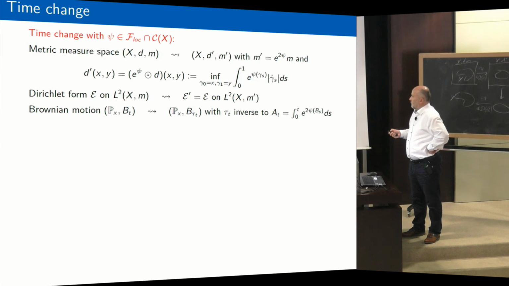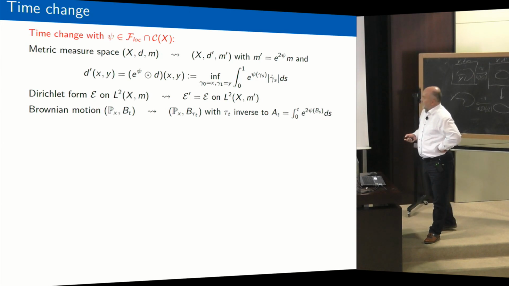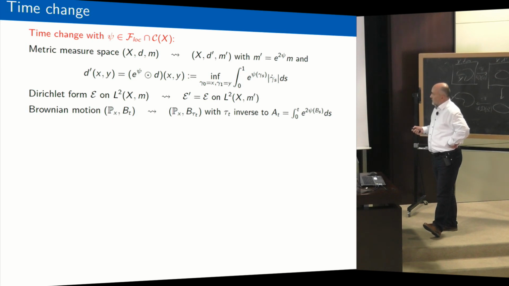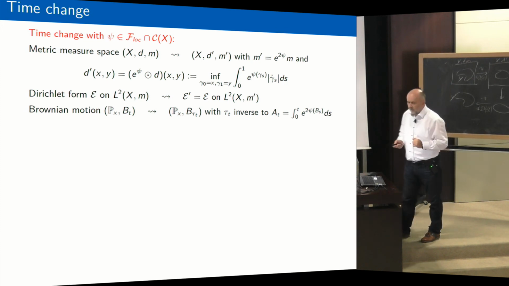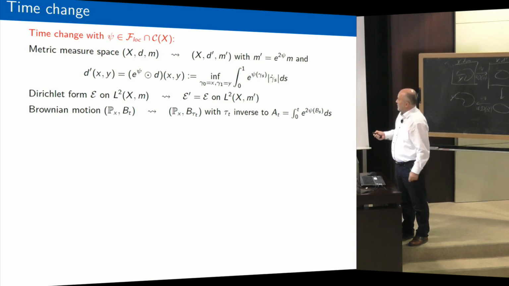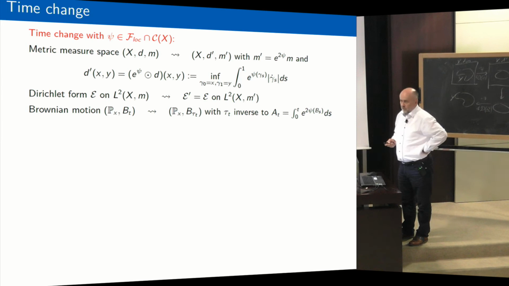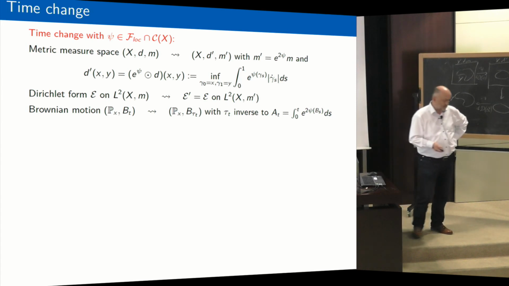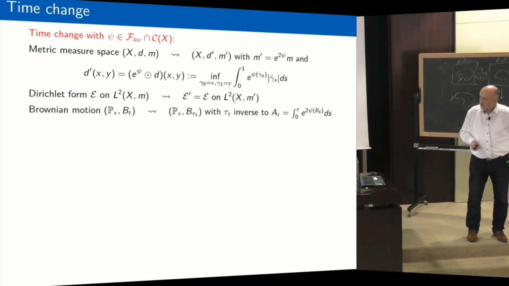And okay, what is changing is the L2 structure, so only the measure changes. And in probabilistic terms, this means we have the same measure on paths, and we have the same trajectories, but you run with a different speed on them, therefore time change. So there is an integral of this weight function with respect to Brownian motion integrated up, and the inverse of this is your new clock. And this explains this naming time change.